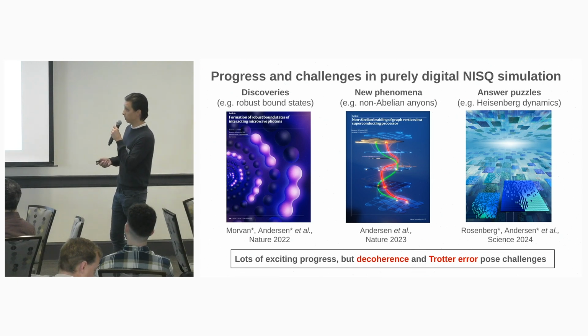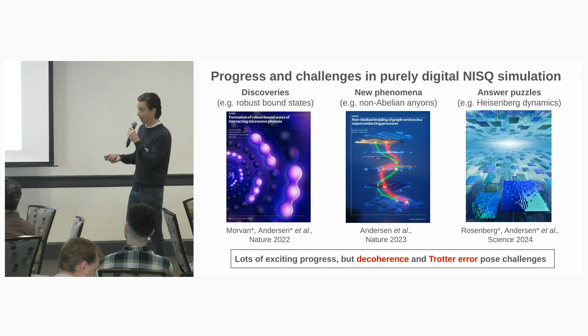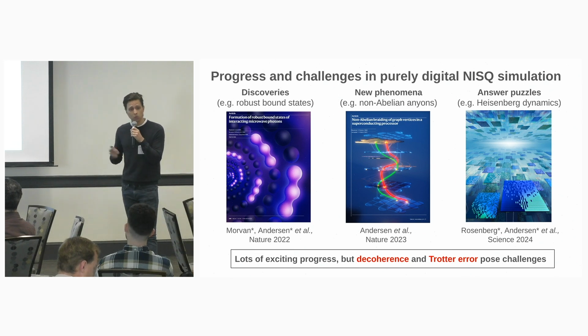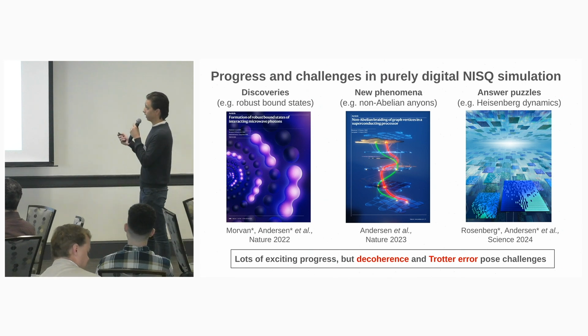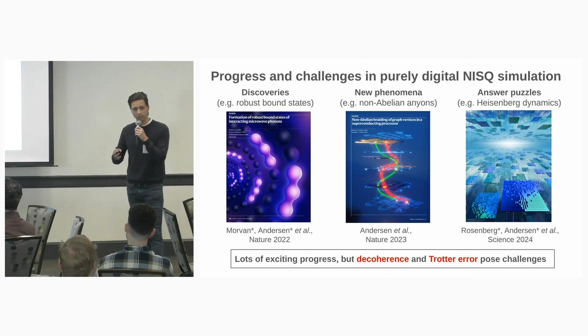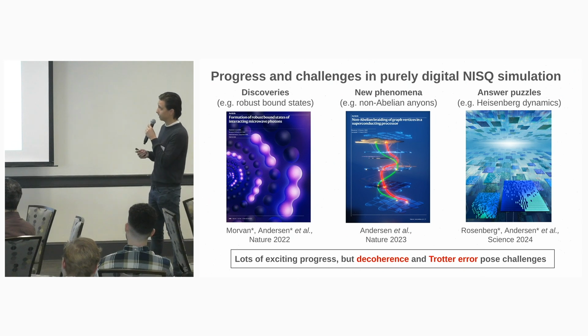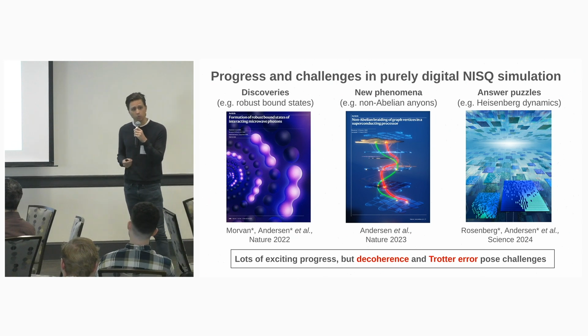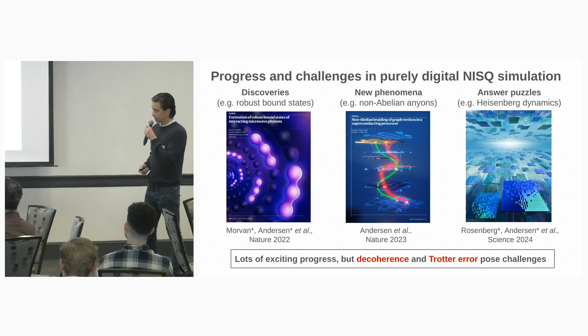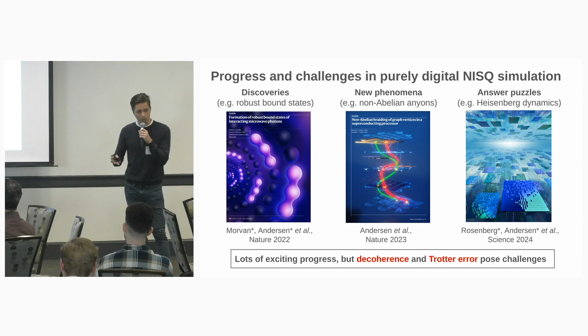We can also use our quantum hardware to realize completely new physical phenomena, for instance, the braiding of non-abelian anyons. And we can use our quantum hardware to answer interesting questions. For a while, there was a debate about the universality class of the Heisenberg dynamics in a spin chain. And by using quantum hardware, we were able to provide evidence that resolved that debate. So clearly, there's a lot of very exciting progress here.